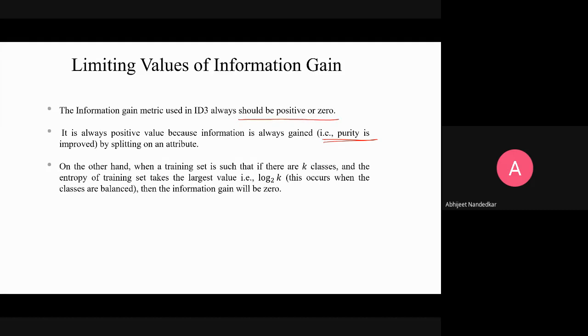On the other hand, when a training set is such that there are k classes and the entropy of the training set takes the largest value, that is log base 2 of k, then information gain will be zero. This occurs when the classes are balanced. When you face balanced classes, even after splitting you get the same balance, so information gain becomes zero.